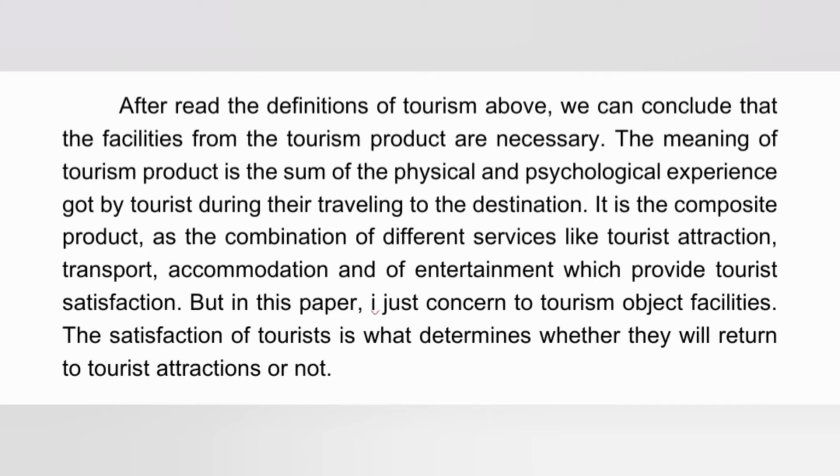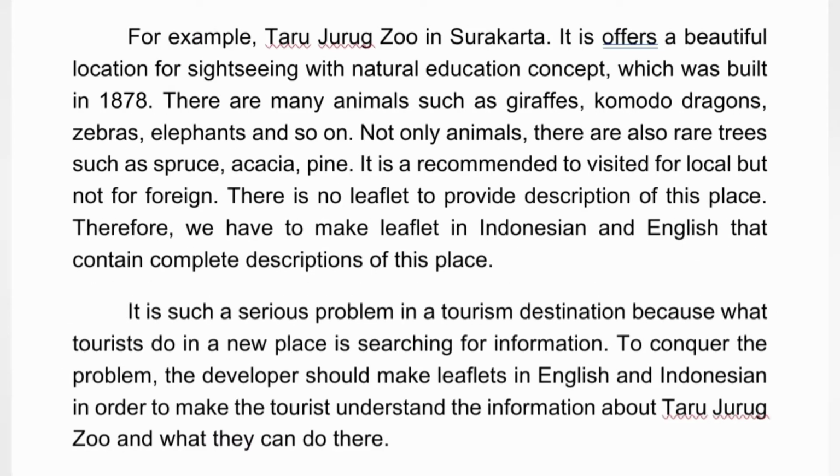The satisfaction of tourists is what determines whether they will return to tourist attractions or not. For example, Tarujuruksu in Surakarta. It offers a beautiful location for sightseeing with a natural education concept, which was built in 1878. There are many animals such as giraffes, Komodo dragons, zebras, elephants, and so on. Not only animals, there are also rare trees such as spruce, acacia, and pine. It is recommended to visit for locals but not for foreigners.